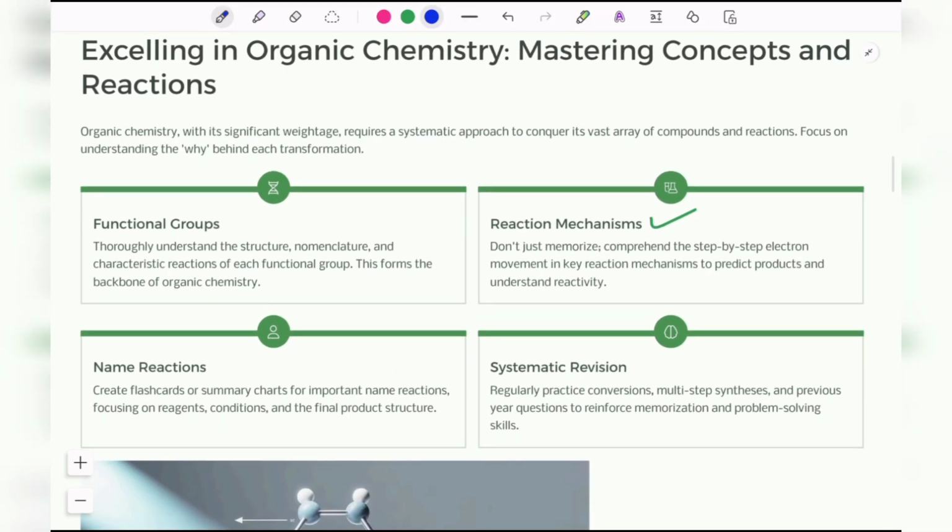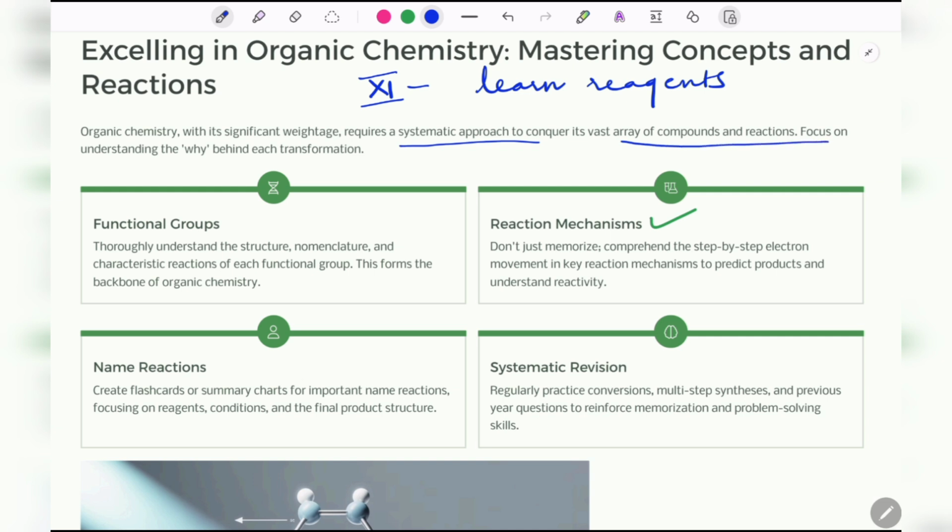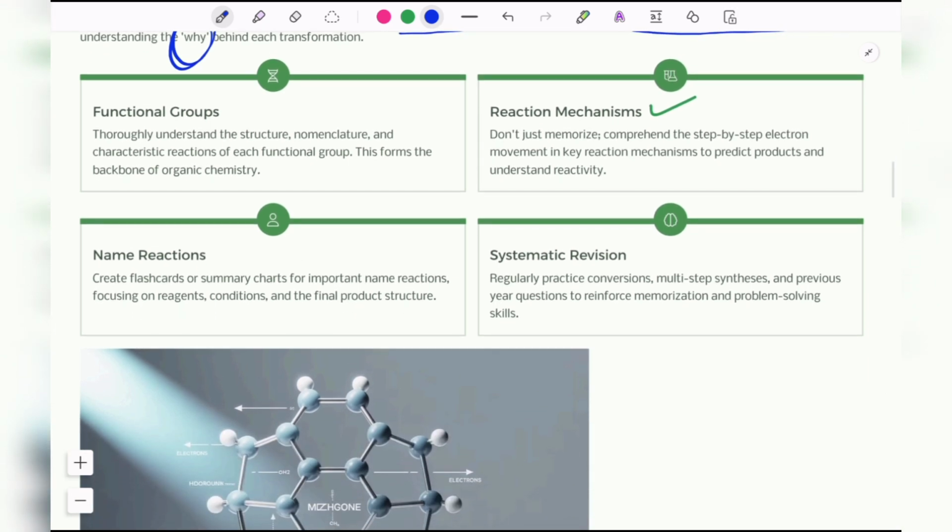Now let's come to organic chemistry, which is mostly dreaded by the students because they generally think that there's a lot of things to be memorized. Here of course we need to have a good foundation of class 11th hydrocarbons chapter and the other organic chemistry chapters. Apart from that, you have to learn the reagents which are there, the formulas. Organic chemistry requires a systematic approach to conquer its vast array of compounds and reactions. You have to focus on understanding the most important point, that why and how we are going to convert this particular thing, that is transformation. So a lot of whys you have to ask yourself.